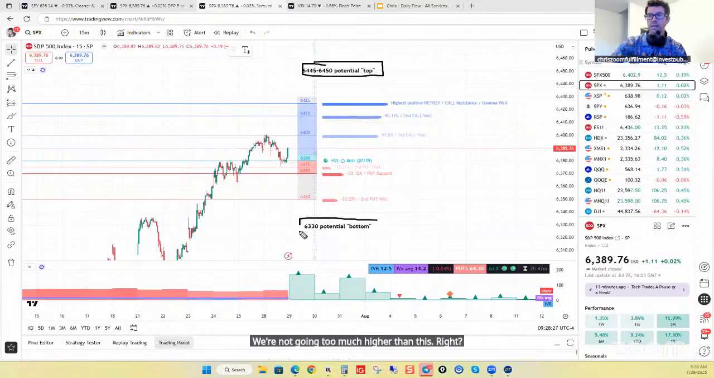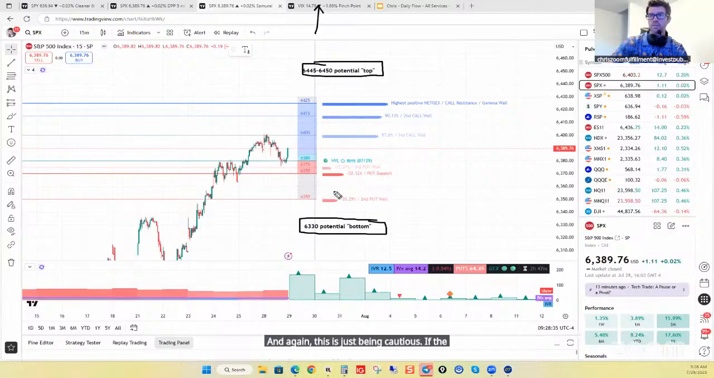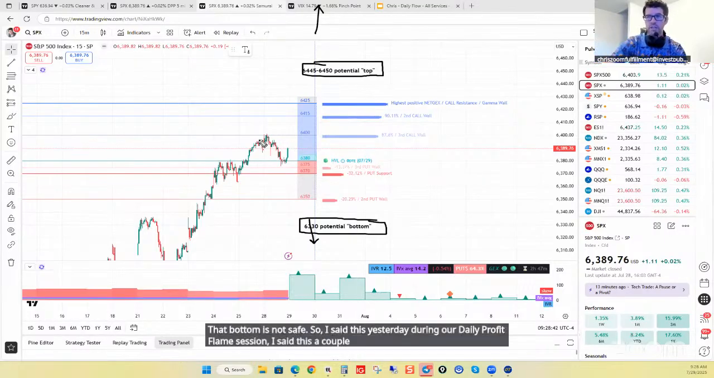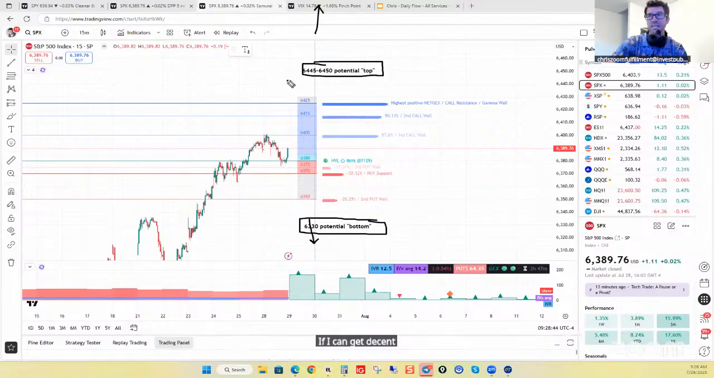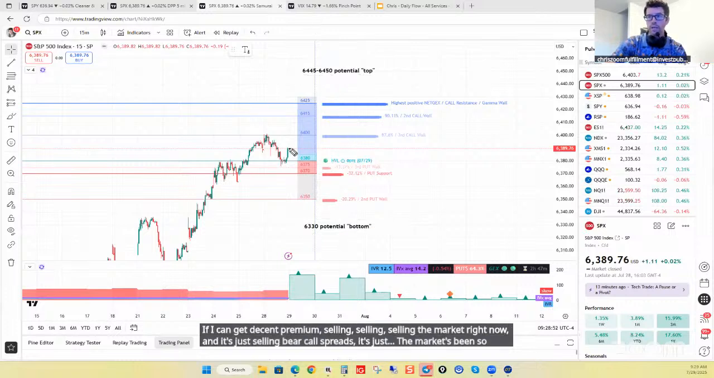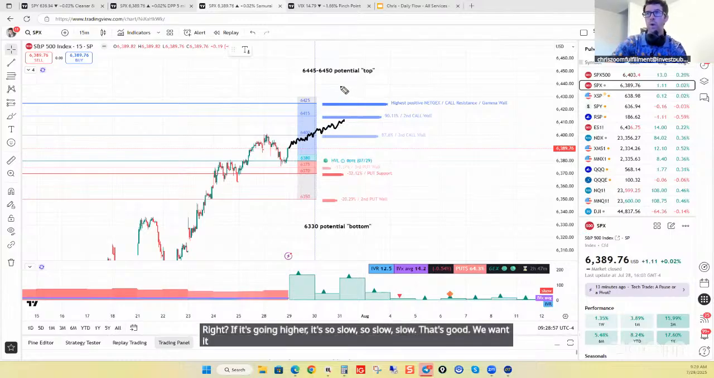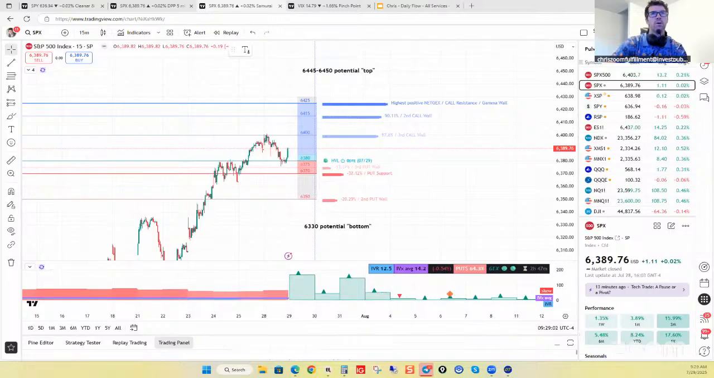I would probably not do that for every bottom trade because if we're going to see a big spike in the VIX, and again, this is just being cautious. If the VIX spikes up aggressively, that bottom is not safe. So I said this yesterday during our daily profit plan session. I said this in a couple other live sessions I did. If I can get decent premium selling the market right now, and it's just selling bear call spreads, it's just the market's been so slow, right? If it's going higher, it's so slow, so slow. That's good. We want it to be slow. We don't want to see our trades threatened.